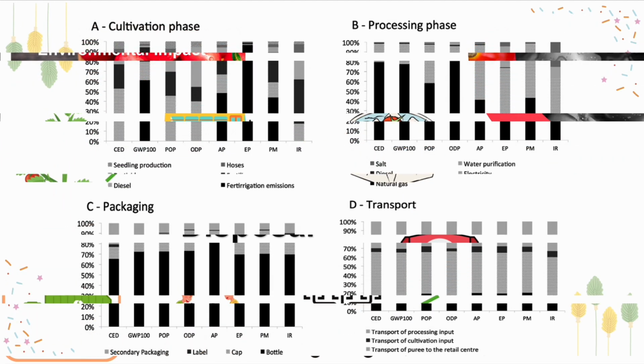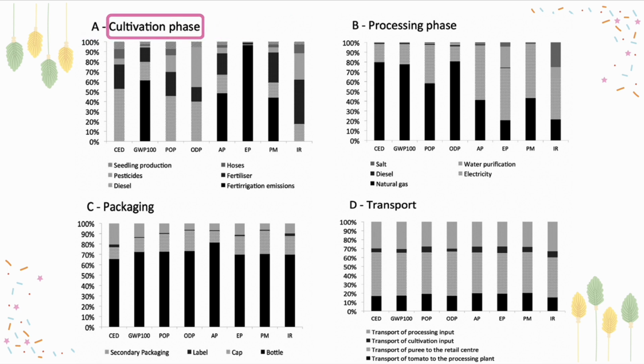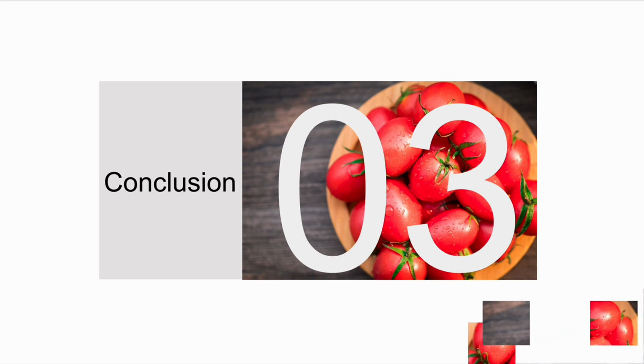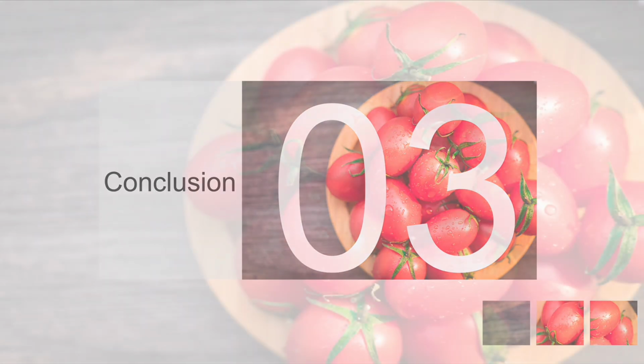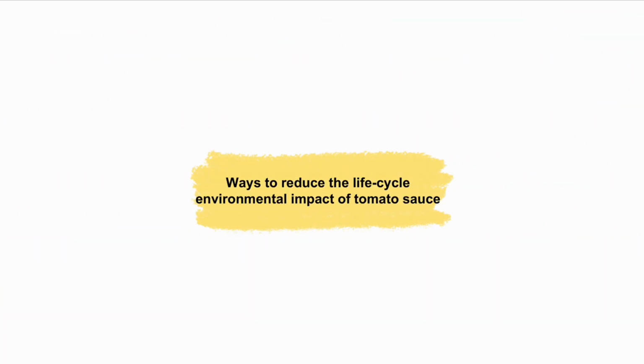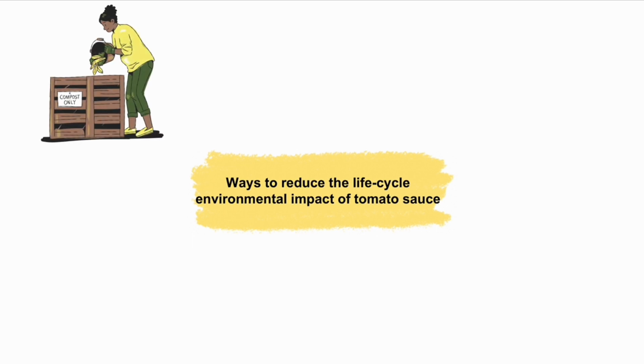The study found that tomato growing, processing, packaging material, and transportation production are the 4 stages of the life cycle that have the greatest environmental impact. In particular, the study also compared the environmental impact of different packaging materials. In short, every stage of tomato sauce's life cycle can have an impact on the environment. In order to reduce our impact on the environment, we need to adopt sustainable methods. Here are some suggestions for reducing the environmental impact of tomato sauce over its life cycle.